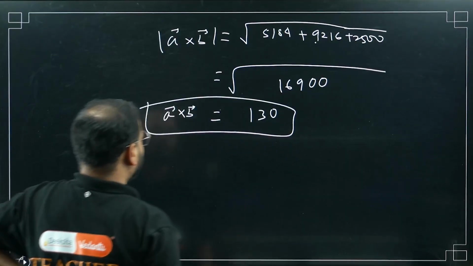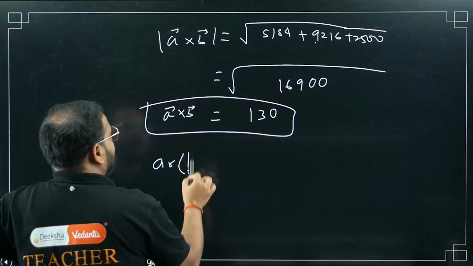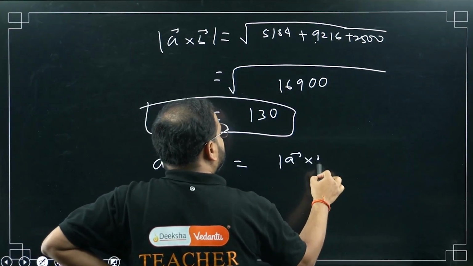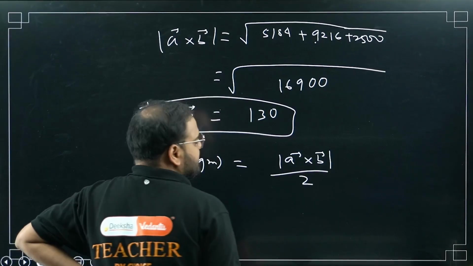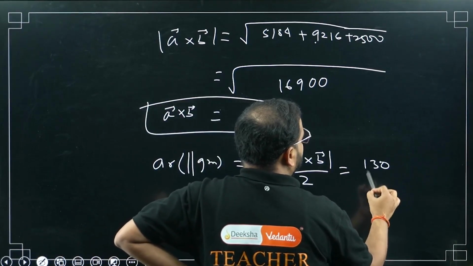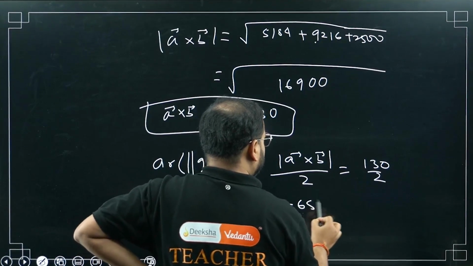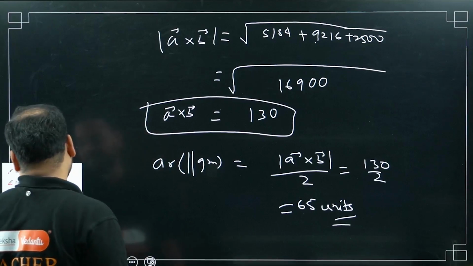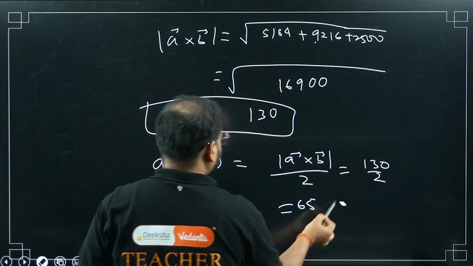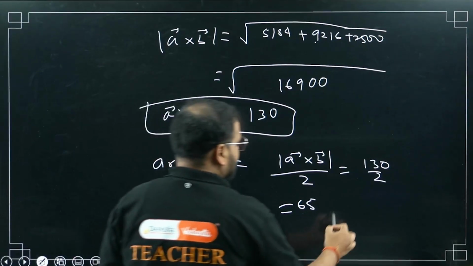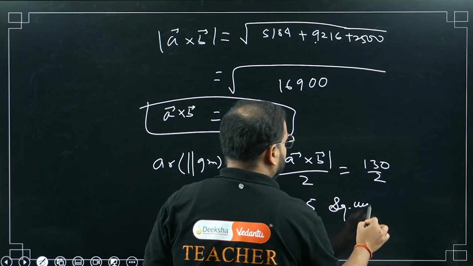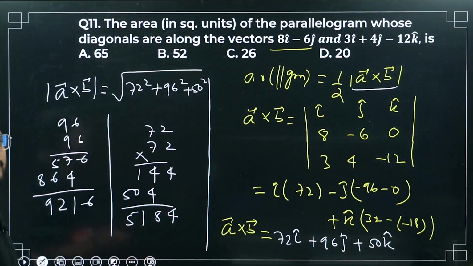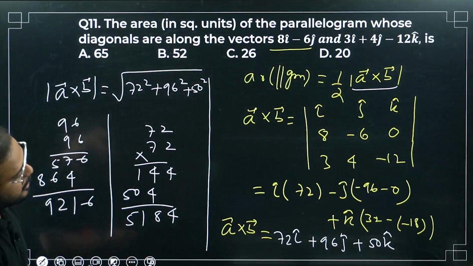So my value is coming as modulus of A cross B is equal to 130. But we are looking for this value, no? Area of a parallelogram is what? A cross B modulus divided by 2. How much is that? 130 divided by 2 is 65 units. Not units, it's area, right? So square units, forgive me. 65 square units, sir. Simple question. Have a look. Okay, yes, I hope there's no doubt in this.